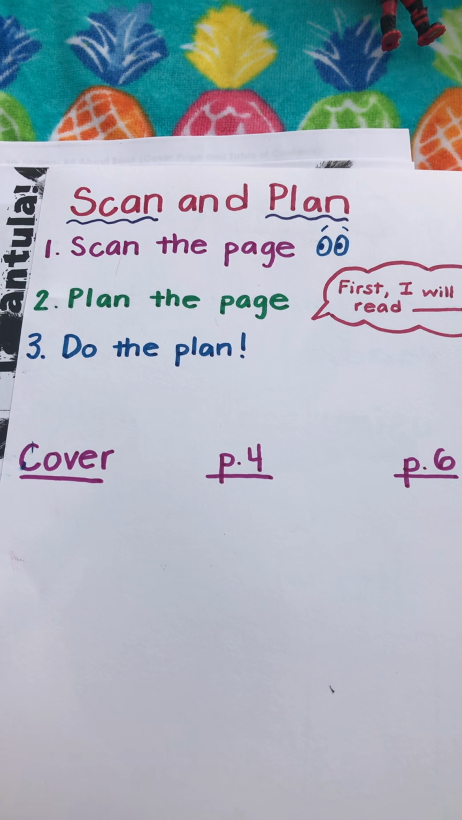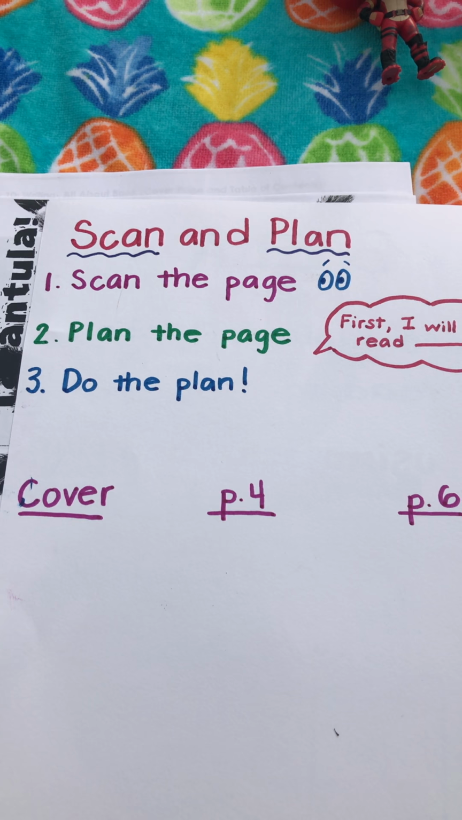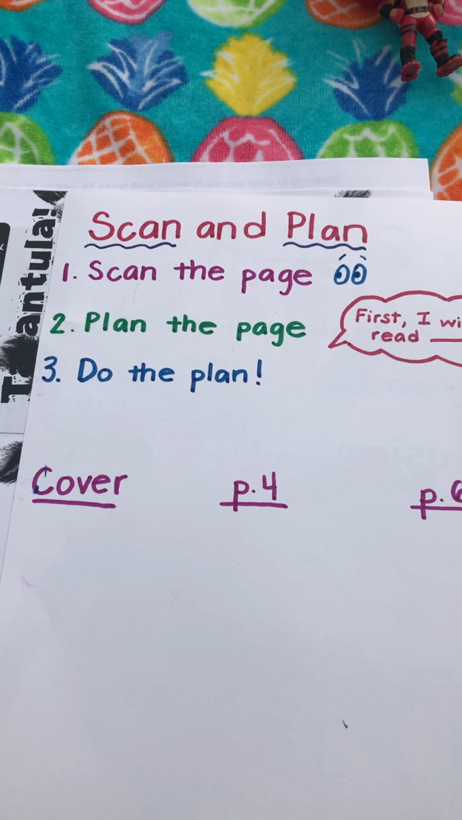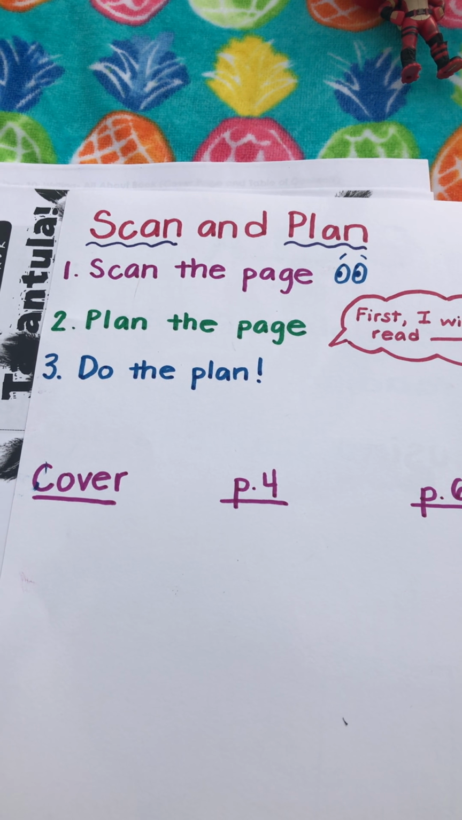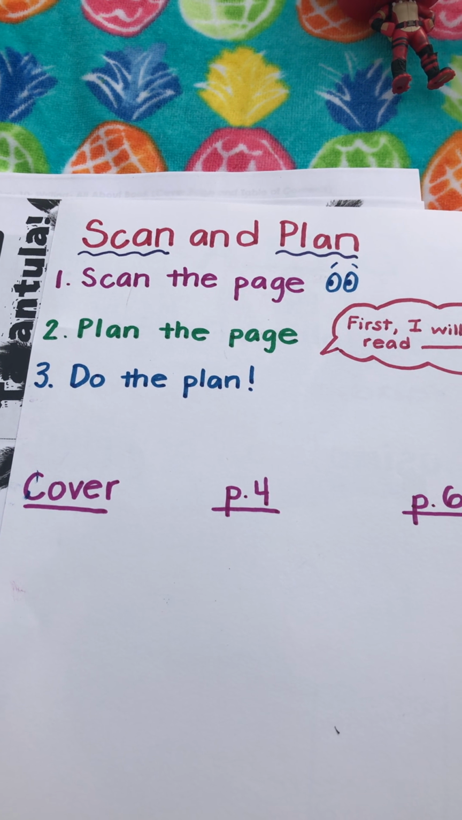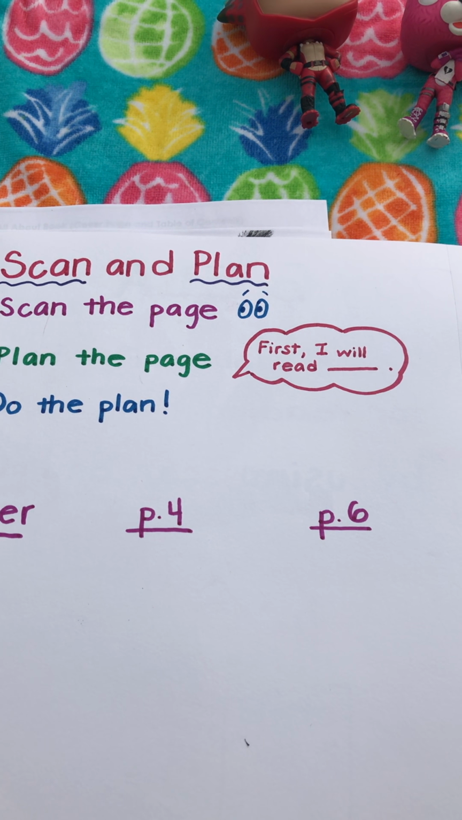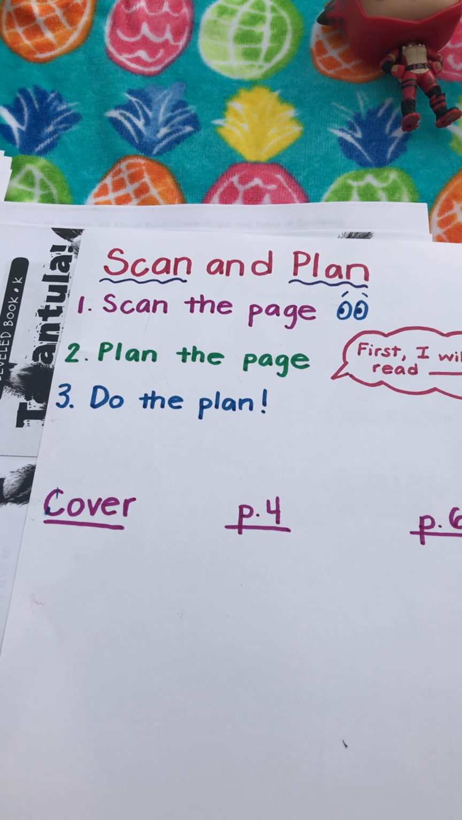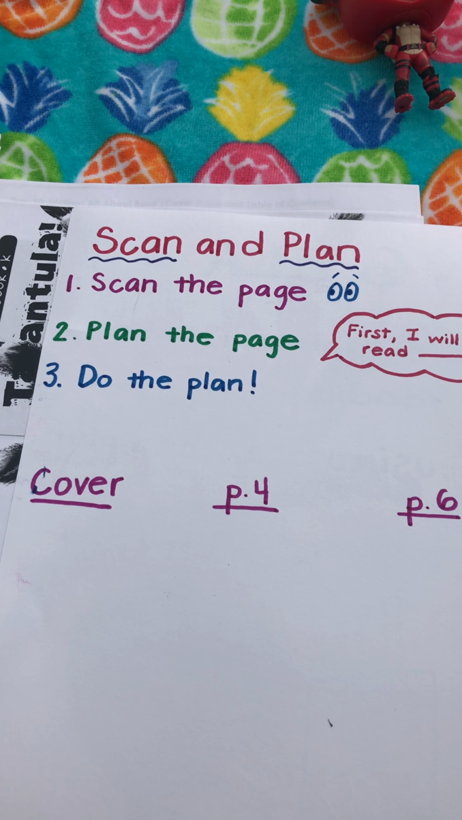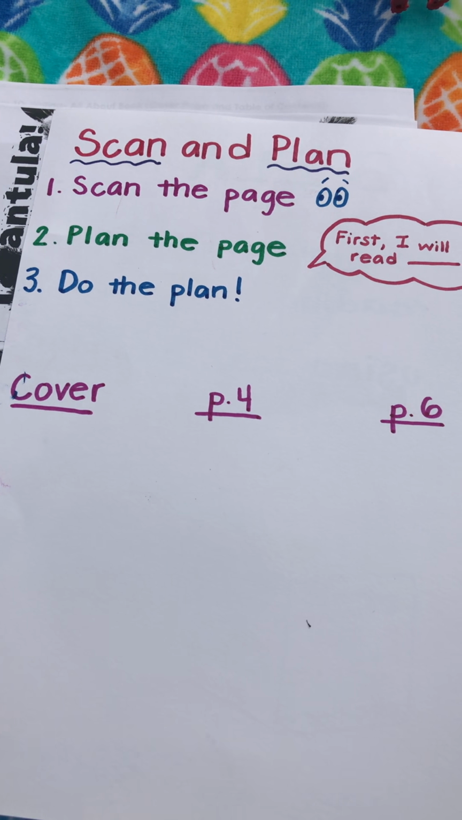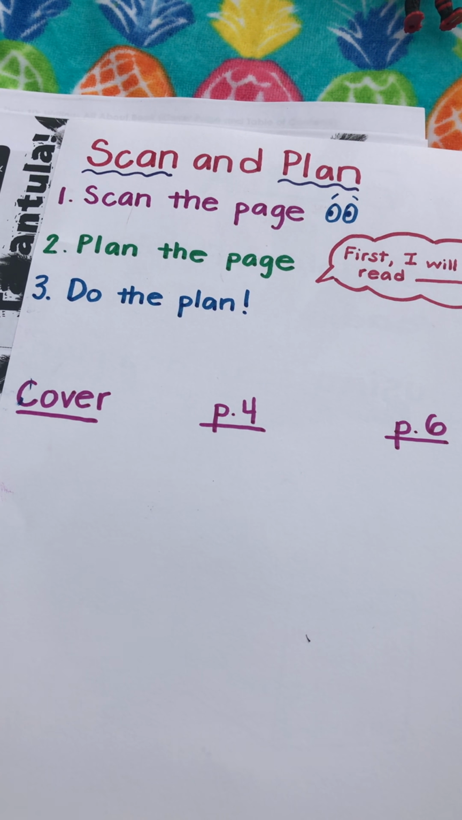So with our scan and plan, there are 3 steps. The first step, we're going to scan the page. We're not reading, we're not doing anything, we're just scanning it, looking at it, seeing what's all there. After that, we plan the page. We decide which parts we're going to read first, next, and after that. And step number 3, we do the plan. We do what we said we were going to do. I'm going to use a few pages here to give some examples, and then I'm going to give you all an opportunity to do some on your own.